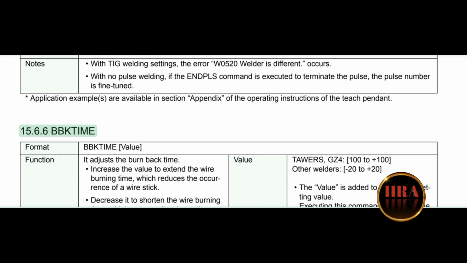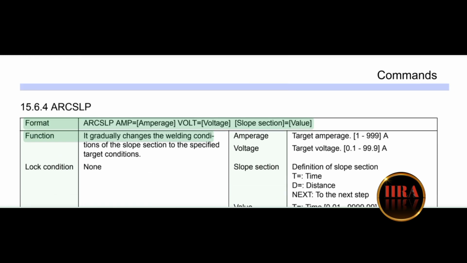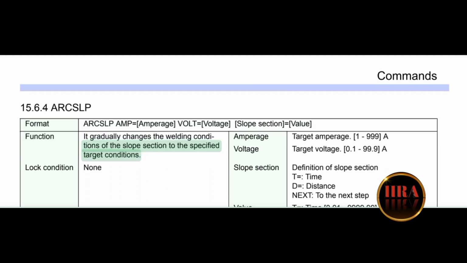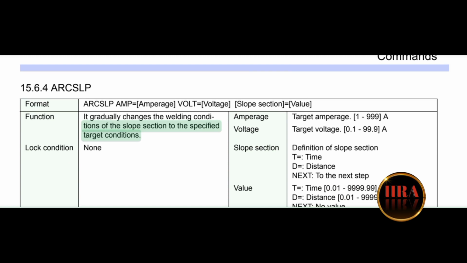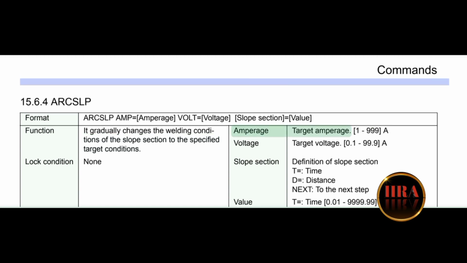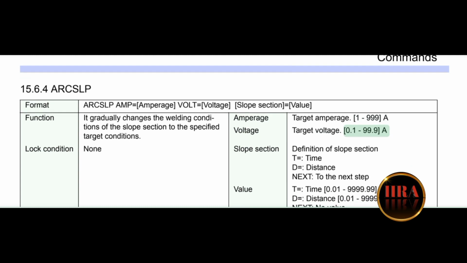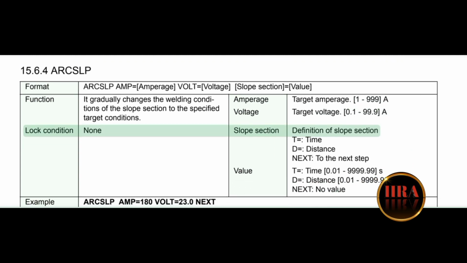15.6.6 BBKTIME. Format: ARCSLP AMP equals amperage, VOLT equals voltage, slope section equals value. Function: it gradually changes the welding conditions of the slope section to the specified target conditions. Amperage: target amperage, 1 to 999 A. Voltage: target voltage, 0.1 to 99.9 V. Lock condition: none. Slope section definition of slope section.